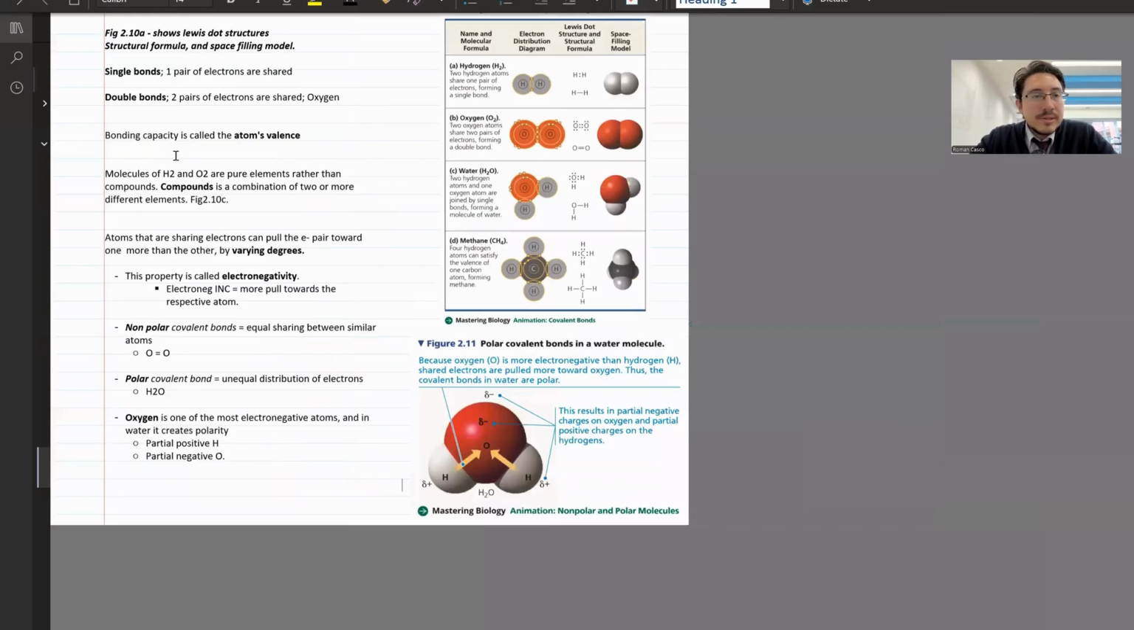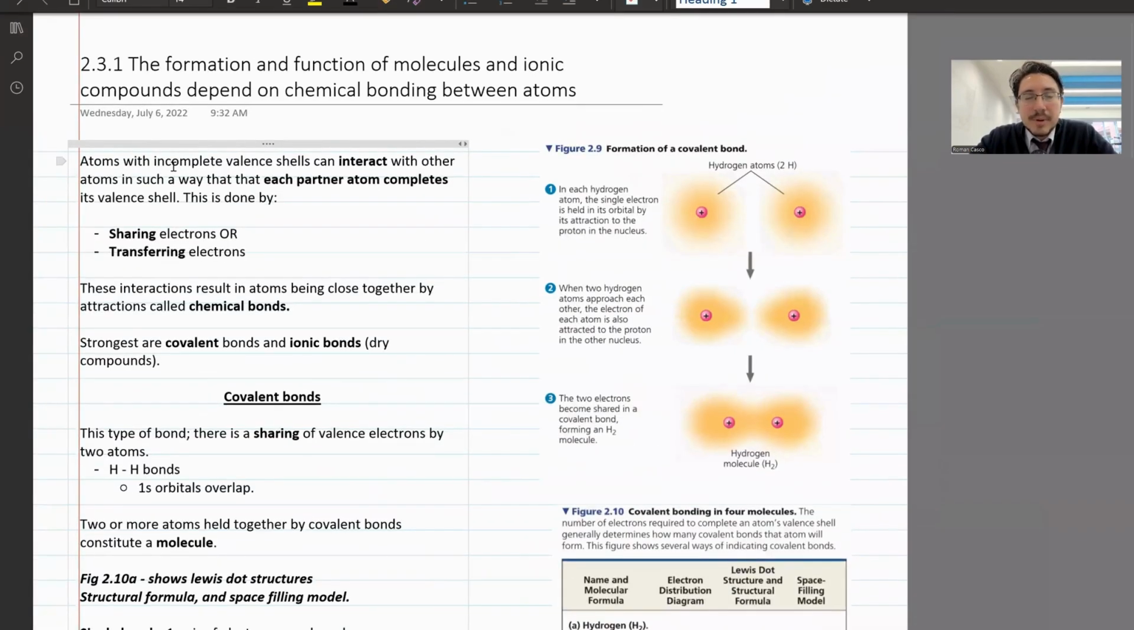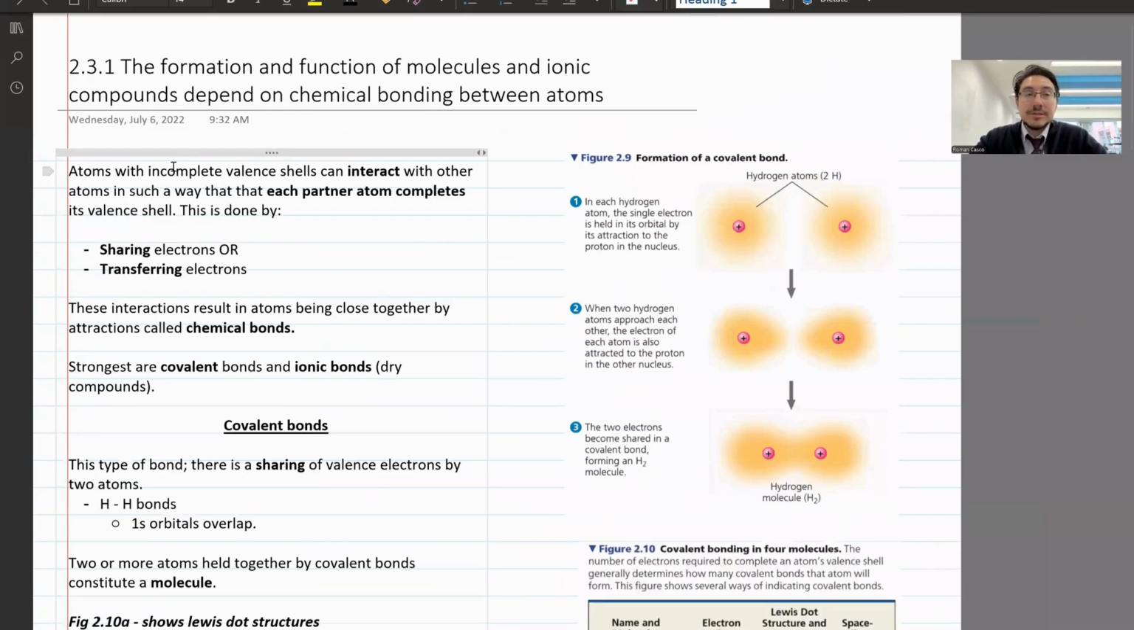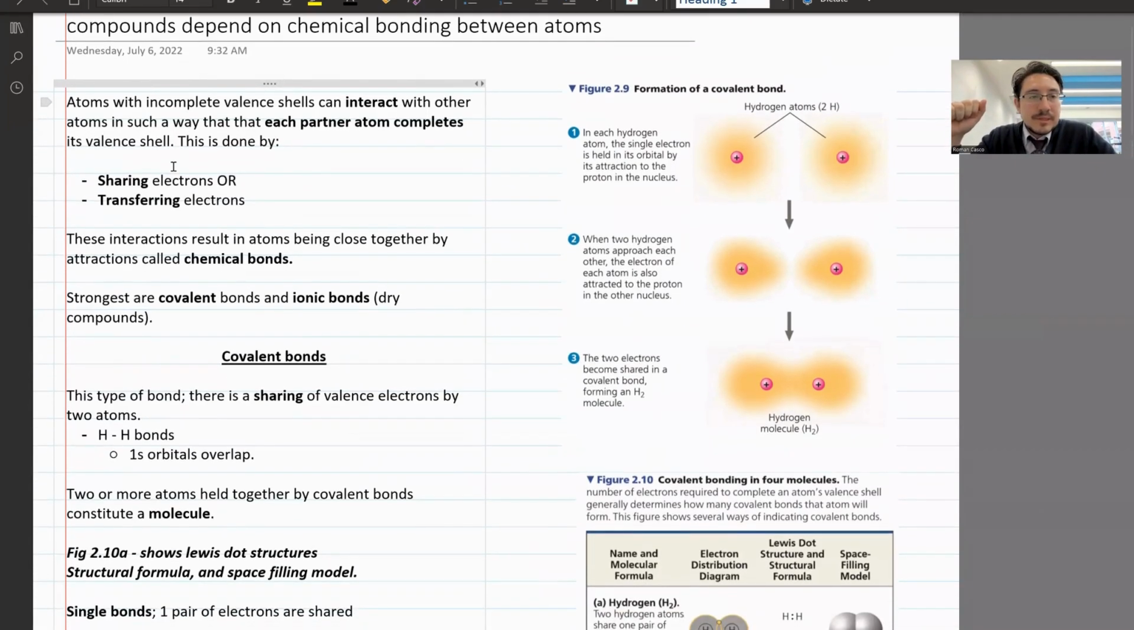All right. A little bit more in terms of chemical reactions and bonding. So this is concept 2.3. The formation and the function of molecules and ionic compounds depend on chemical bonding between atoms. So let's take a look.